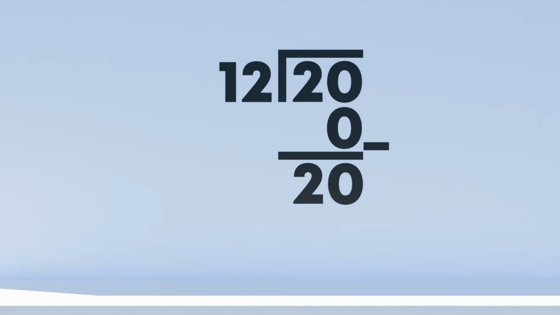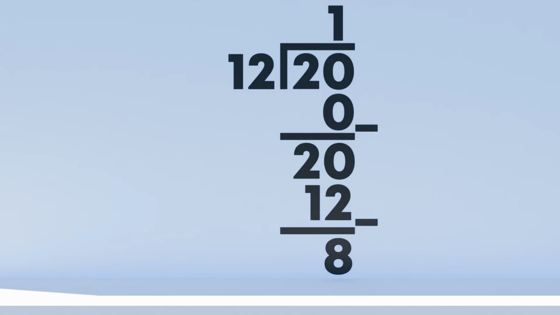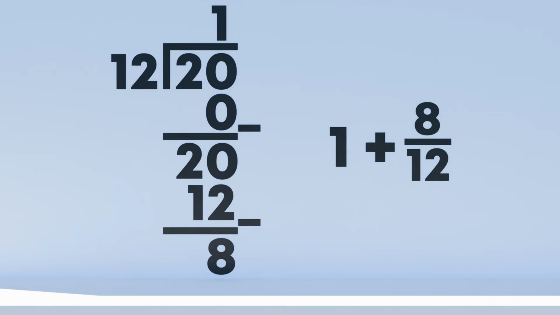So we ask how many times does 12 fit in 20? The answer is once, so now we write a 1 above it. We do 1 times 12 and write the answer below here. We subtract these numbers and get 8. Although it might not look like it, our algorithm has actually completed, because we don't have any more digits from our original dividend. What this 8 here means is that it's a remainder, meaning that 20 divided by 12 is 1 with a remainder of 8.